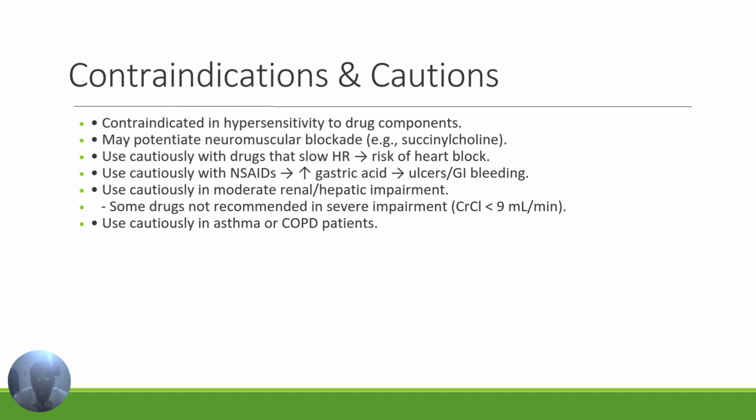They should also be used cautiously with NSAIDs because they tend to increase gastric acid and therefore the risk of ulcers and GIT bleeding. Use the drugs cautiously also in renal or hepatic impairment. Some of these drugs are not recommended in severe impairment. Use cautiously in asthma or COPD patients.